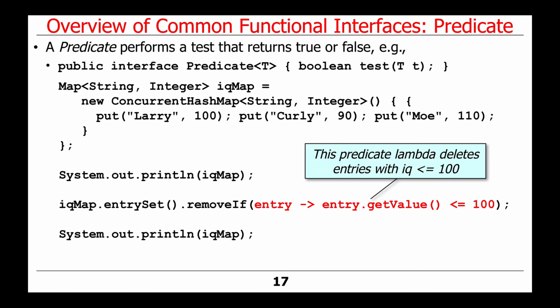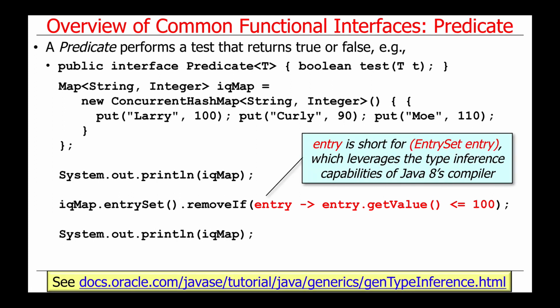So you can see here that we call removeIf, and that will then figure out that this is actually going to be taking an entry, which is a key value pair, and we're going to go ahead and set the value, remove any entries where the value of an entry is less than 100. In this case, entry is actually a shorthand for entry set with the name entry. So entry set would be the type, entry would be an instance of that type.